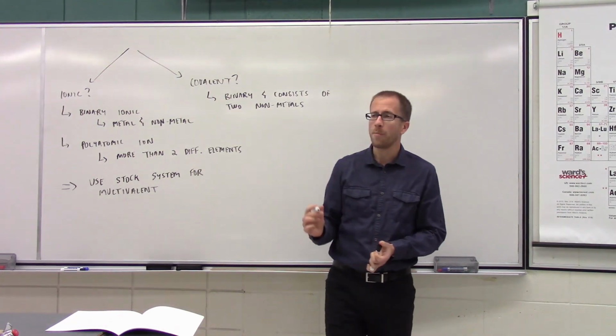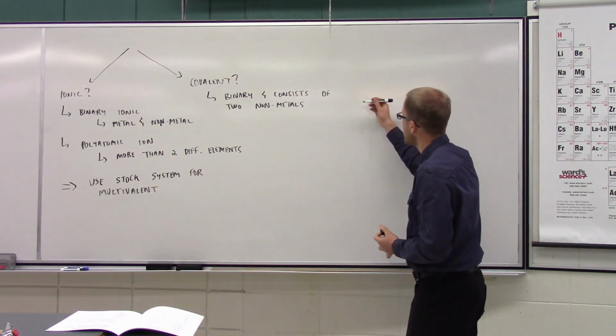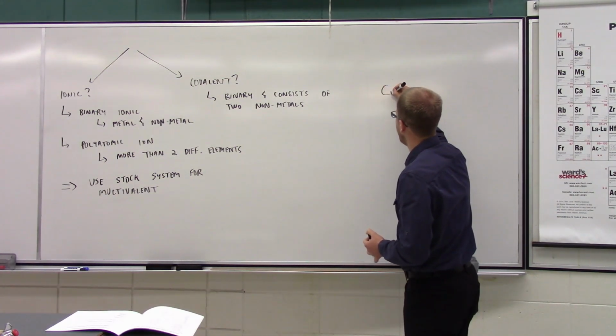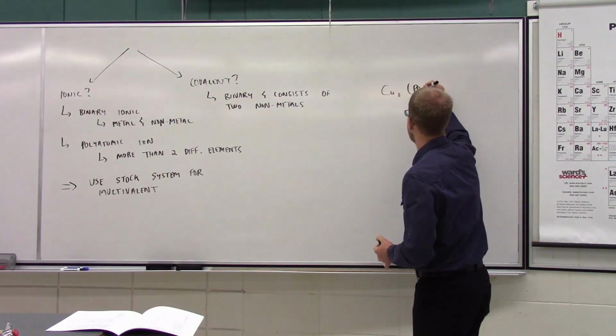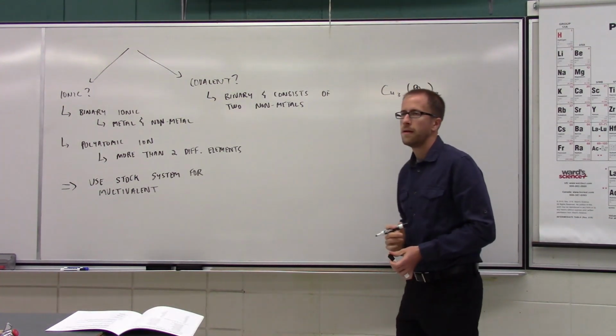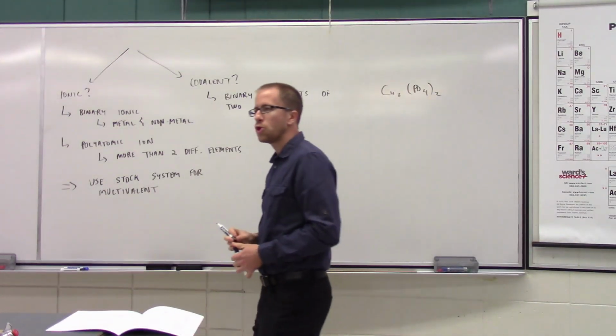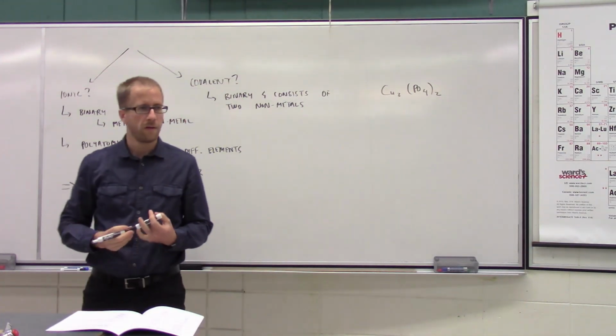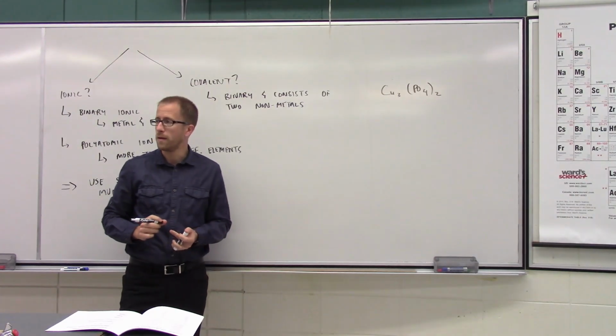If your compound contains a polyatomic ion, let's say it was like this. Where would you look to find the charge on your polyatomic ion? What polyatomic ion did I just draw there, by the way?